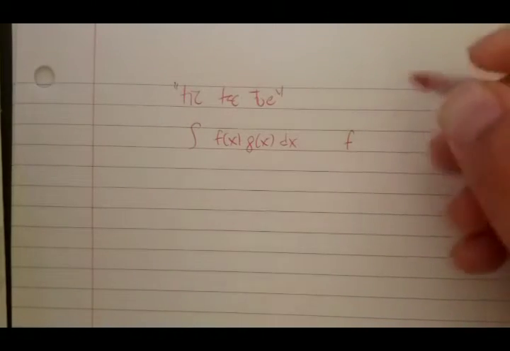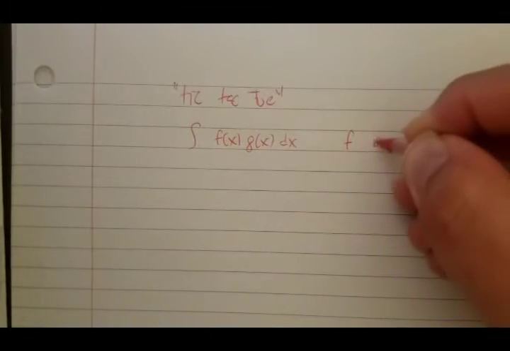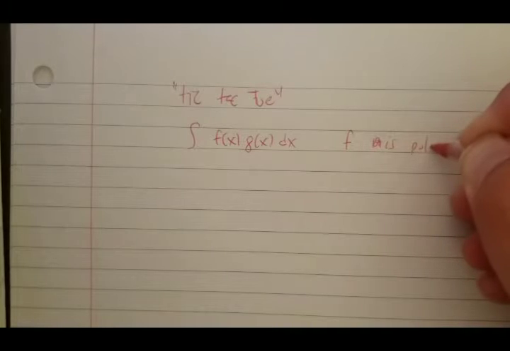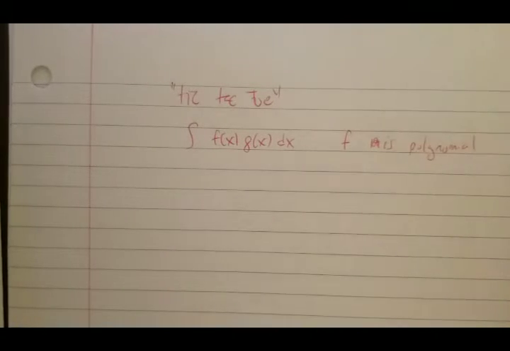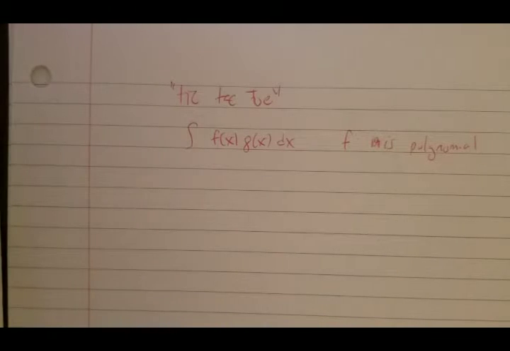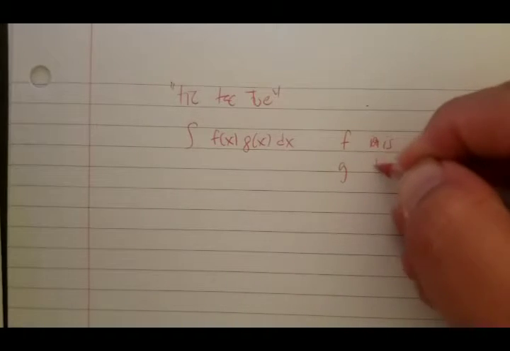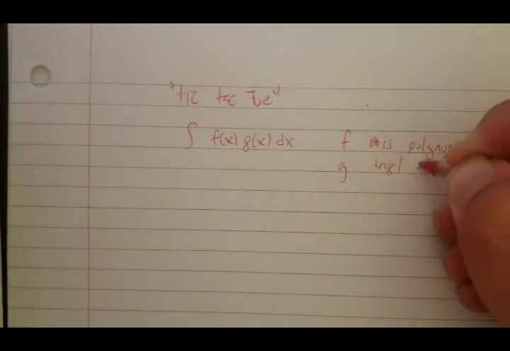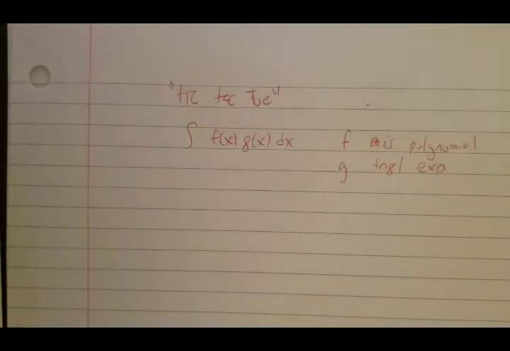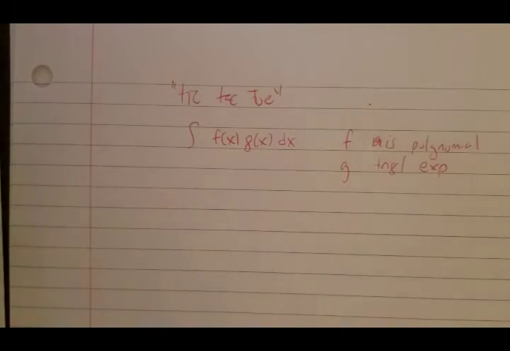But we have some information about this function. Our function f is preferably a polynomial, something such that as you take the derivatives, your function becomes simpler and simpler. And your function g is either a trig or an exponential kind of function, one where as you take the antiderivatives, it's not too complex, like basic sines or cosines, something like that.